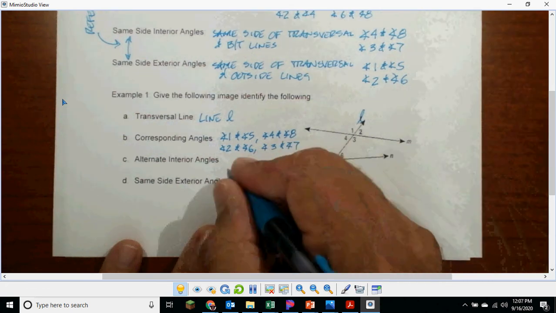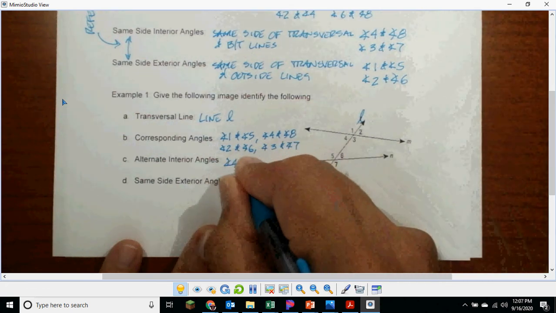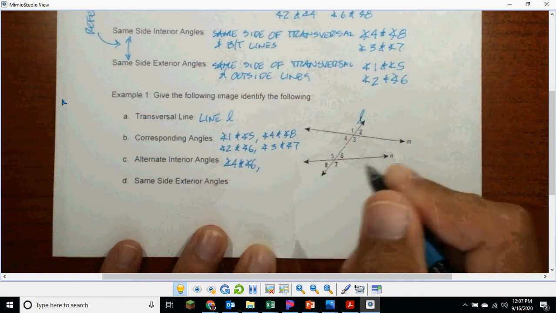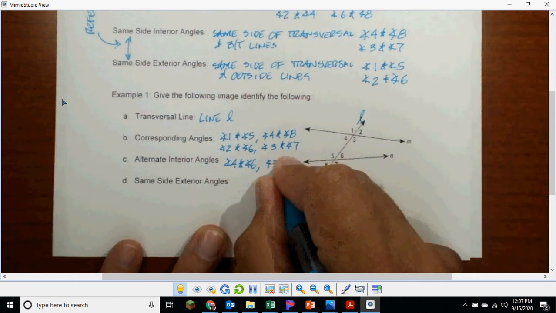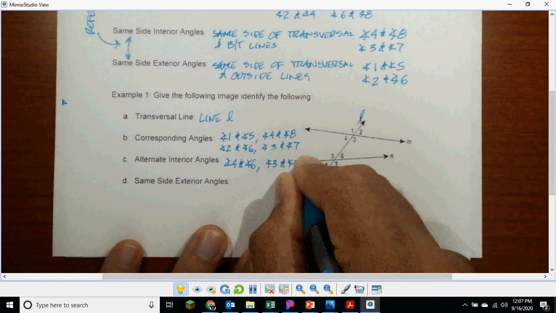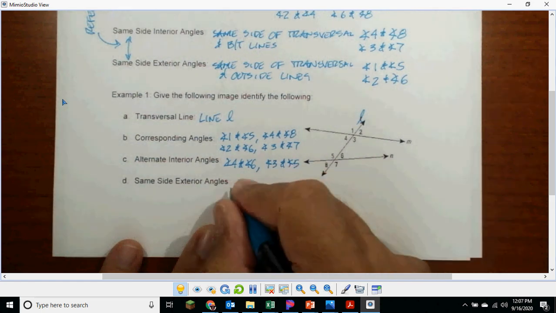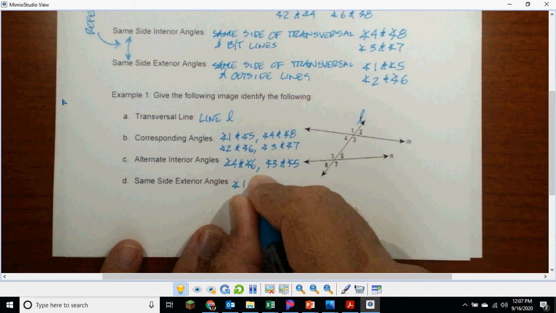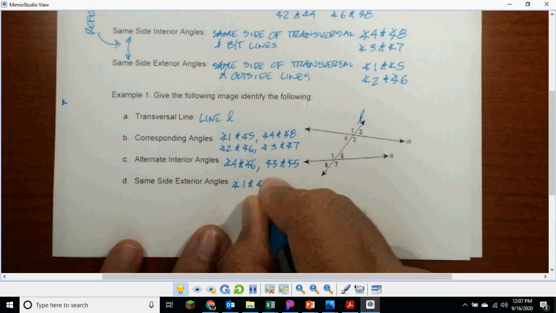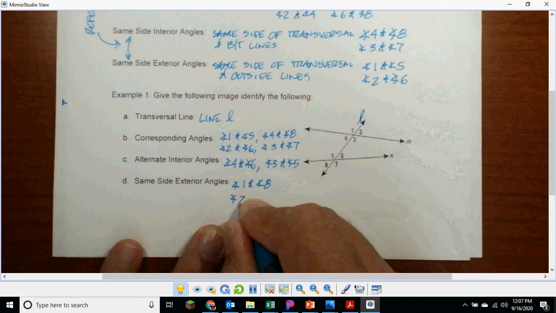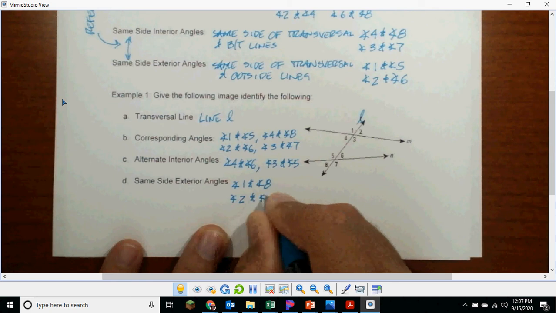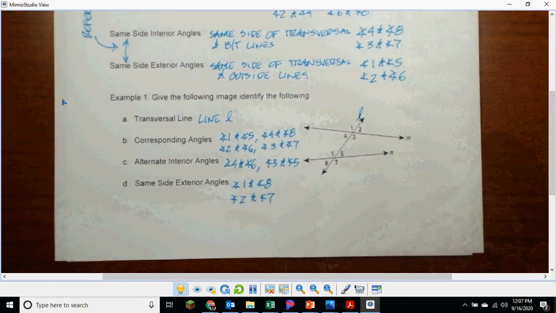Alternate interior, angle 4 and angle 6, as well as angle 3 and angle 5. Same side exterior are angle 1 and angle 8, and angle 2 and angle 7. Okay, just a few examples of those relationships.